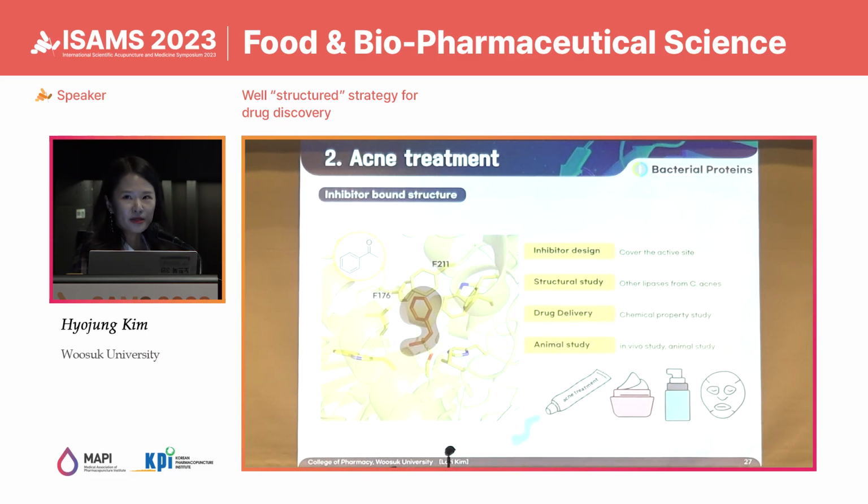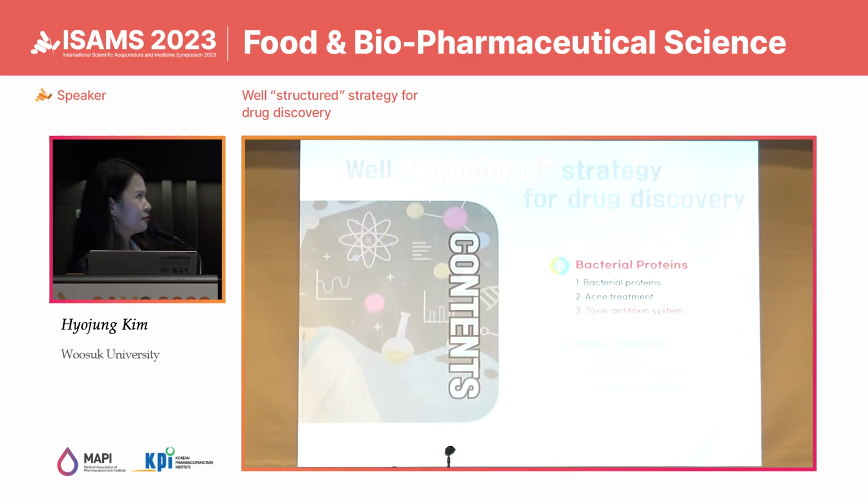The C. acnes lipase is secreted to the exterior area, so it doesn't have to be a drug for oral administration. So I've been studying to develop this as a topical reagent like cosmetics or an ointment. And thankfully, a few pharmaceutical companies show interest in my project, so I'm happily working with them. So this is my first project, a bacteria project that I'm currently working on.